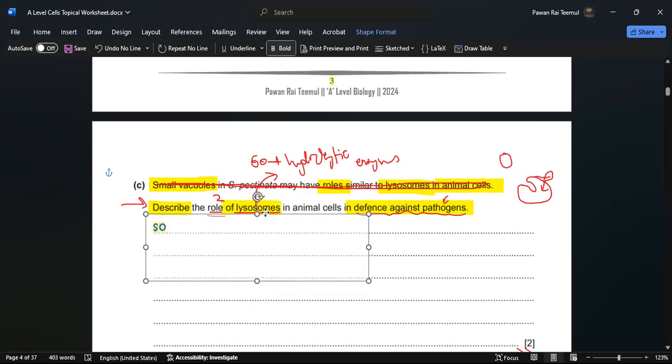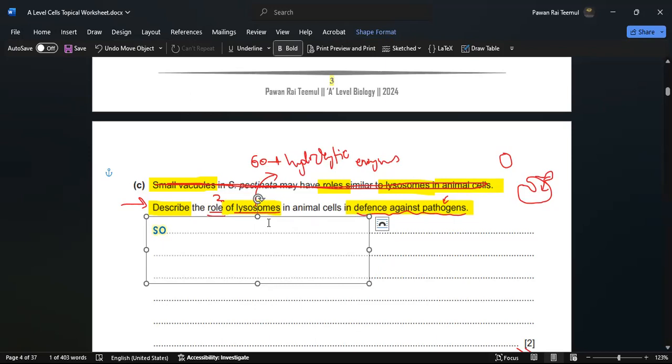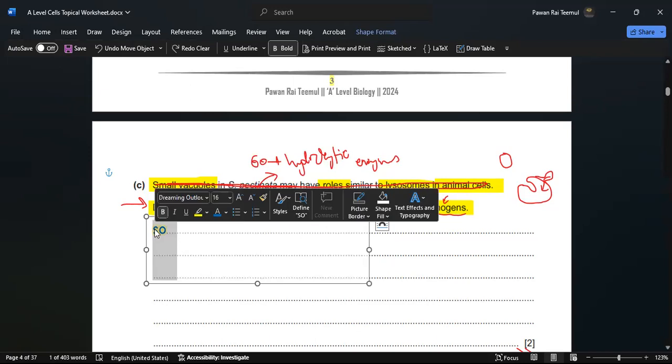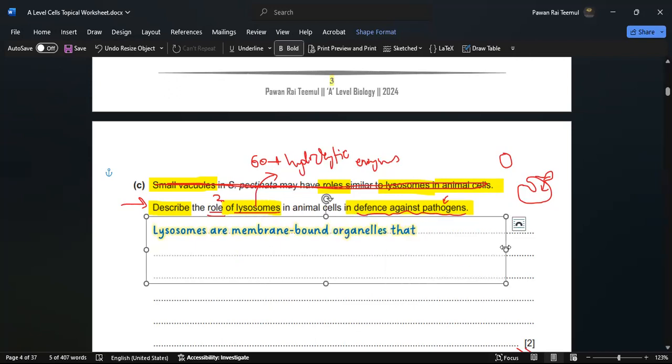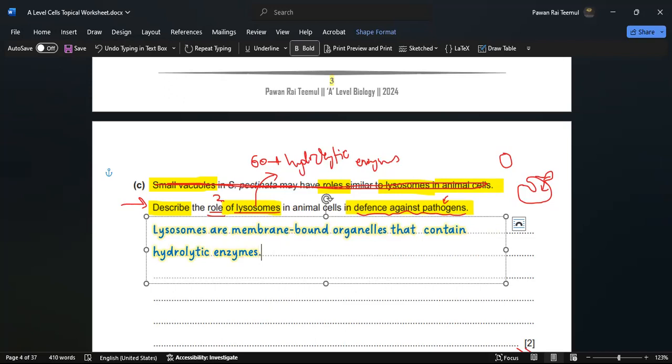Describe the role of lysosomes in animal cells. The role is quite straightforward: it helps in digestion. How? The fact that it contains hydrolytic enzymes. So lysosomes are membrane bound organelles that contain hydrolytic enzymes. Full stop.